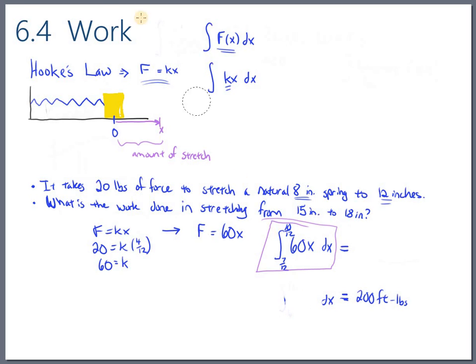That's the other possibility. So it might be that they're going to say from natural length, how far do you stretch it, and you'll know the k, so you'll have something like 12.2x. How far will you have to stretch it before you do 200 foot-pounds of work? And again, you can work out the integral and just plug in this unknown upper limit, set it equal to 200, and you'll be able to solve from there.